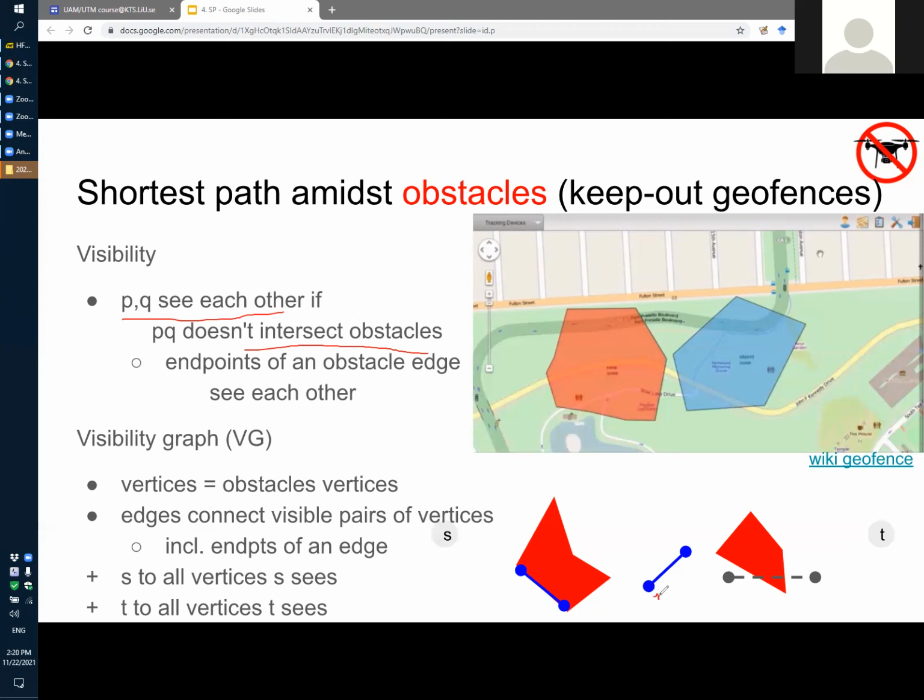It's quite natural, right? So this point sees this point, while this point doesn't see this point because, well, there is no direct line of sight. So that's something that you would expect.